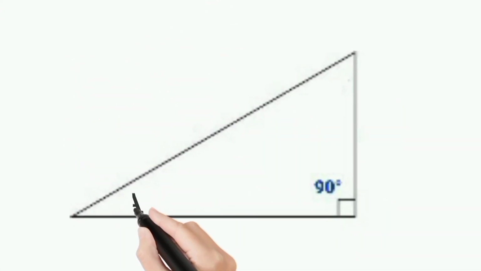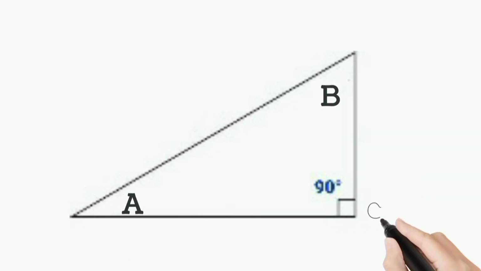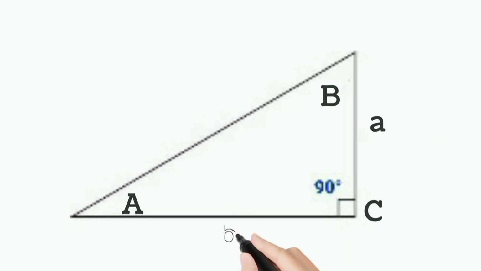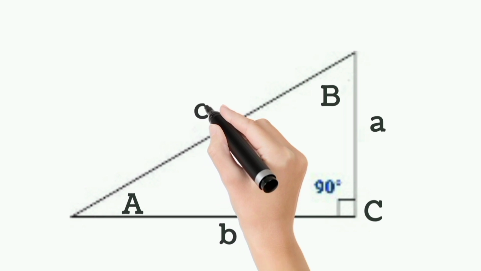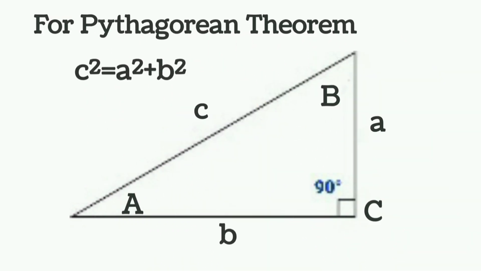In this triangle we have angle A, angle B, and angle C, which is a right angle. Opposite to angle A, angle B and angle C are side a, side b and side c, using small letters. For the Pythagorean theorem, c squared is equal to a squared plus b squared. Or, the square of the hypotenuse is equal to the sum of the squares of the two other sides.